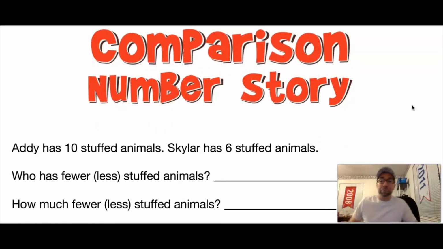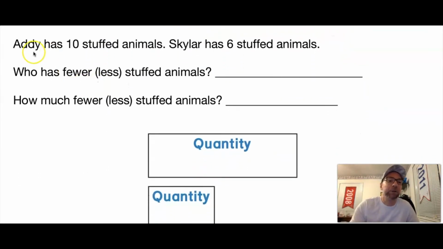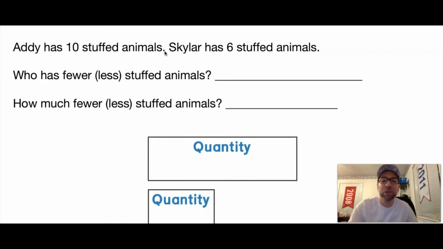Let's see if you can fill out your quantity difference diagram. This is about Addie and Skylar, two of my friends. Addie has 10 stuffed animals. Where do you think the 10 is going to go on our big Q, little q? Well, let's keep reading before we write it. Skylar has 6 stuffed animals.